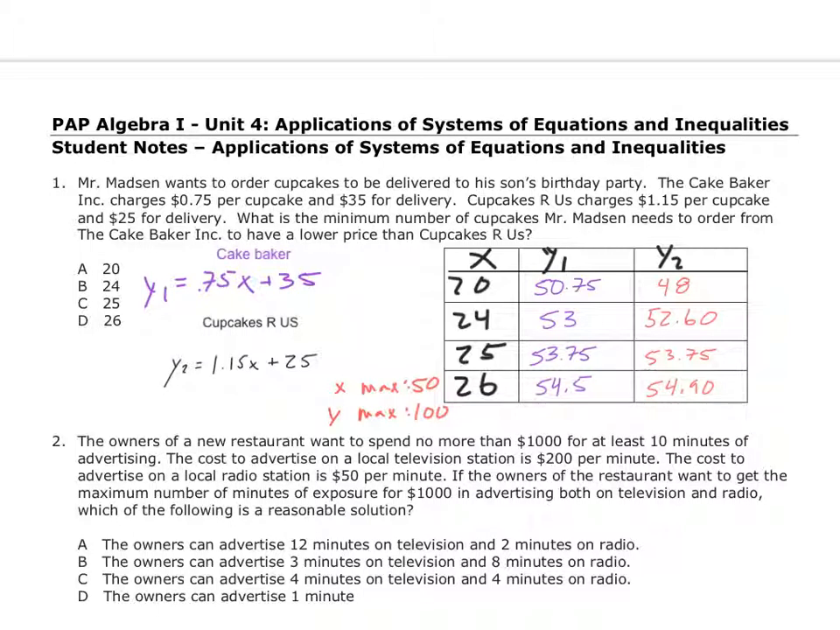Well, we can see the Cake Baker, the ones in purple, are more expensive than Cupcakes R Us until you get past 25. Whenever we get past 25, you see that for 26 cupcakes, the Cake Baker is $54.50, and Cupcakes R Us is $54.90. So we need to order 26 cupcakes in order for the Cake Baker to be cheaper than Cupcakes R Us. So our answer for that one is going to be D, 26.